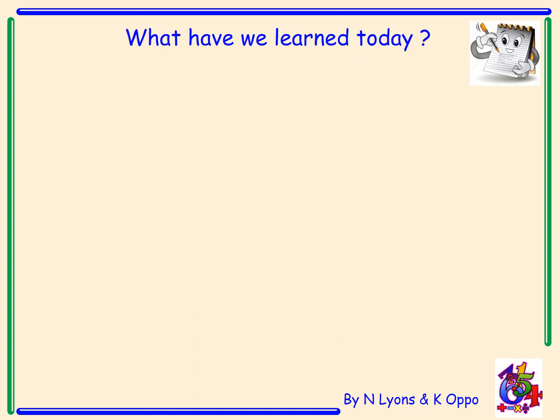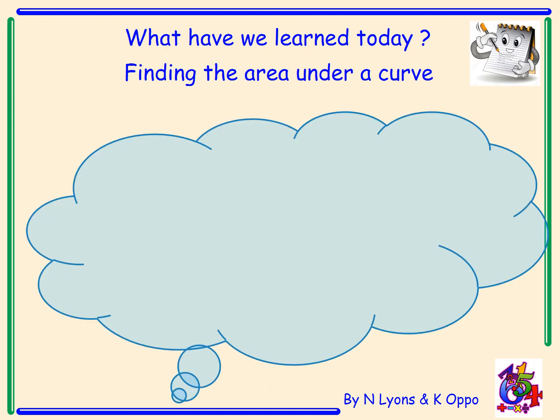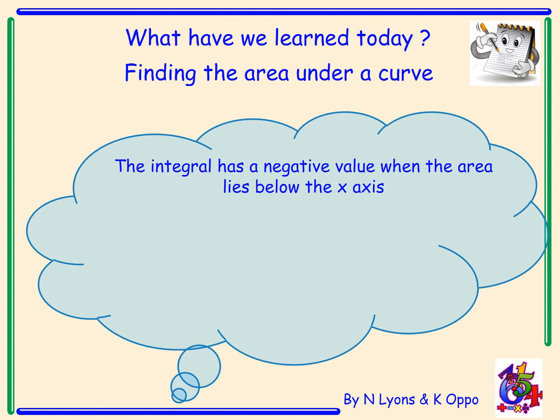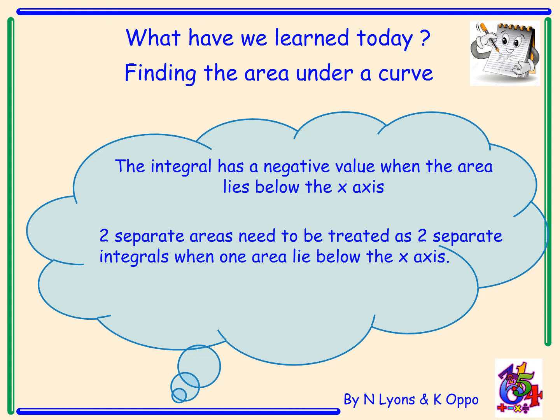So what have we learned today? Well, you've learned how to find the area under a curve. The integral has a negative value when the area lies below the x-axis. If we're dealing with two separate areas, they need to be treated as two separate integrals when one area lies below the x-axis. Add together the areas to calculate the total area.